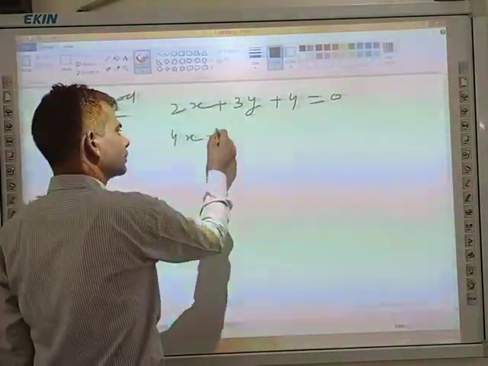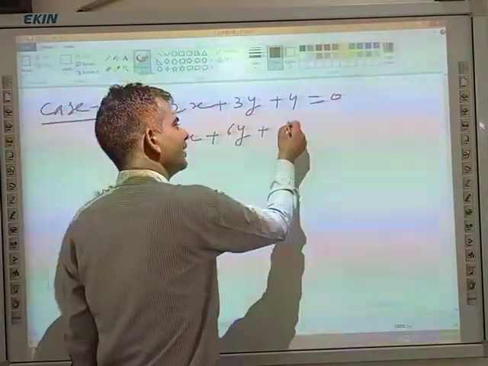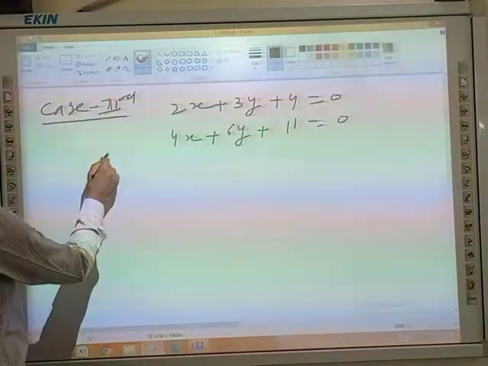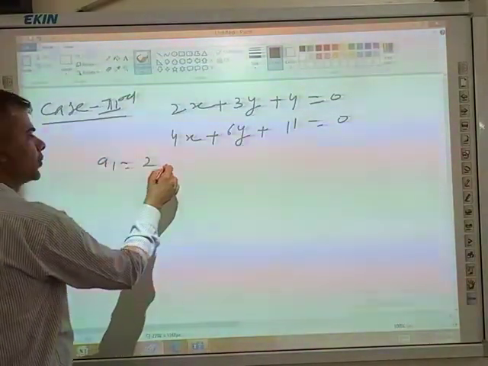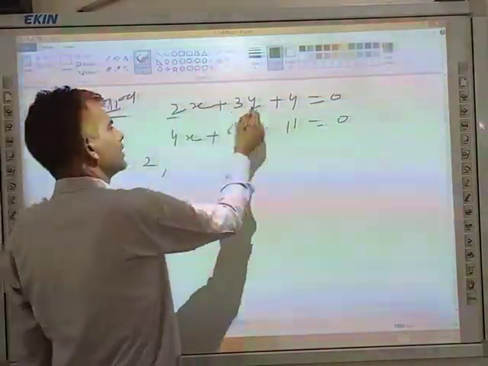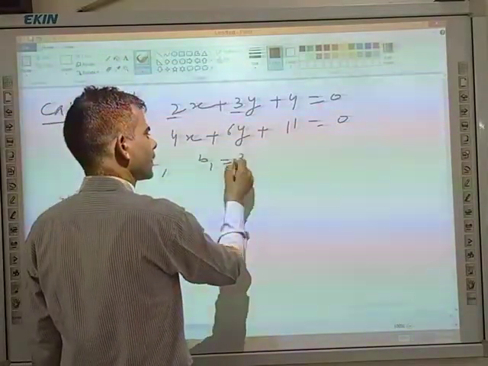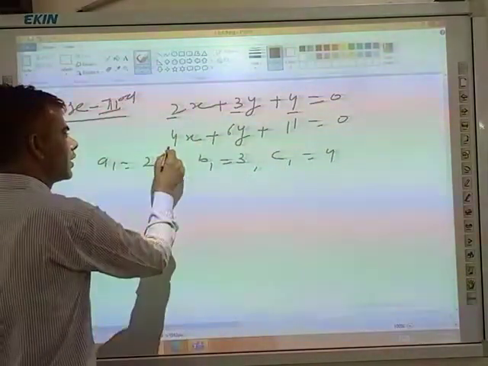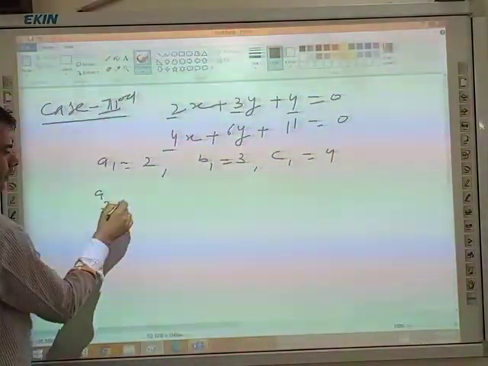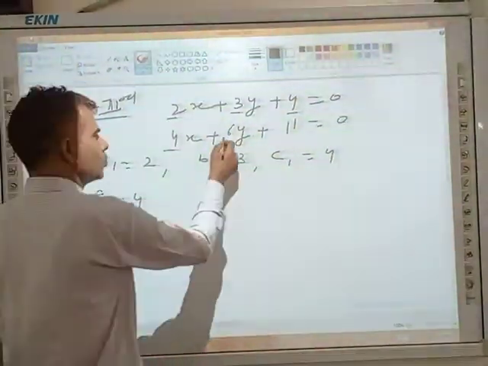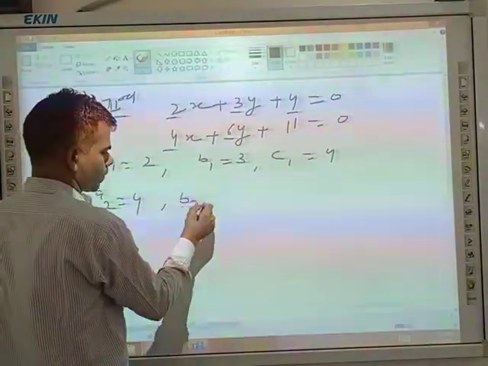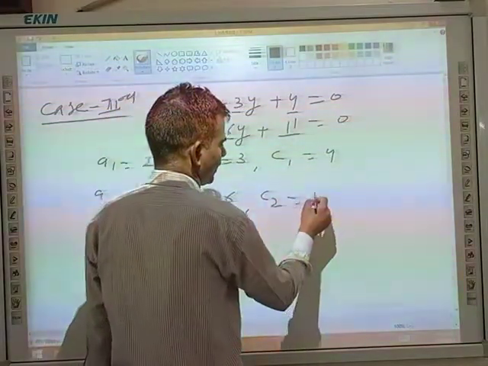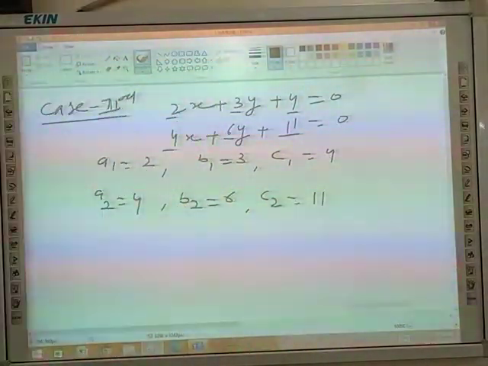That is 4x plus 6y plus 11 equal to 0. Now student, what is A1? 2, B1 is 3, C1 is 4, A2 is 4, B2 is 6, and your C2 is 11. Student, what is A1 by A2?